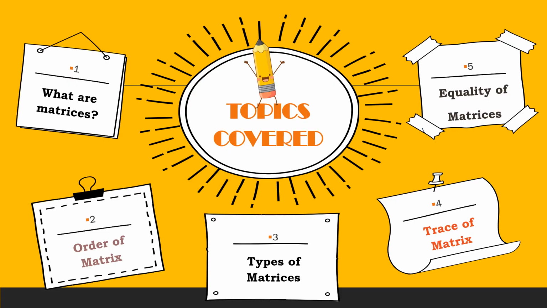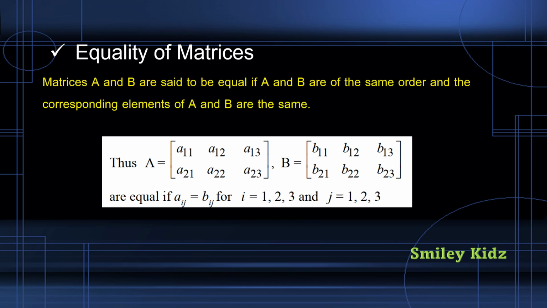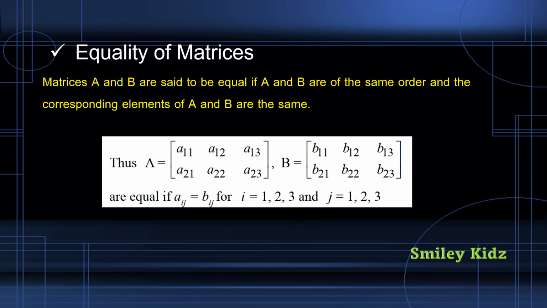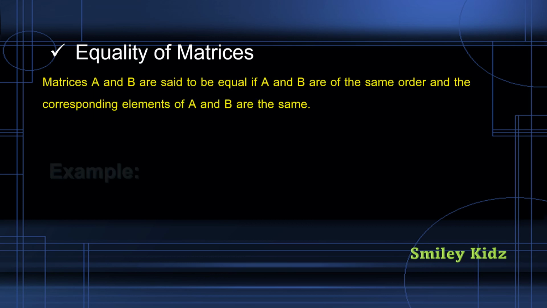Here we move to the last topic for today, that is equality of matrices. Now here it means matrices A and B are said to be equal if A and B are of the same order and the corresponding elements of A and B are the same. All of this that you see on the screen seems to be quite confusing. Let's have a quick example. Here we have an example.